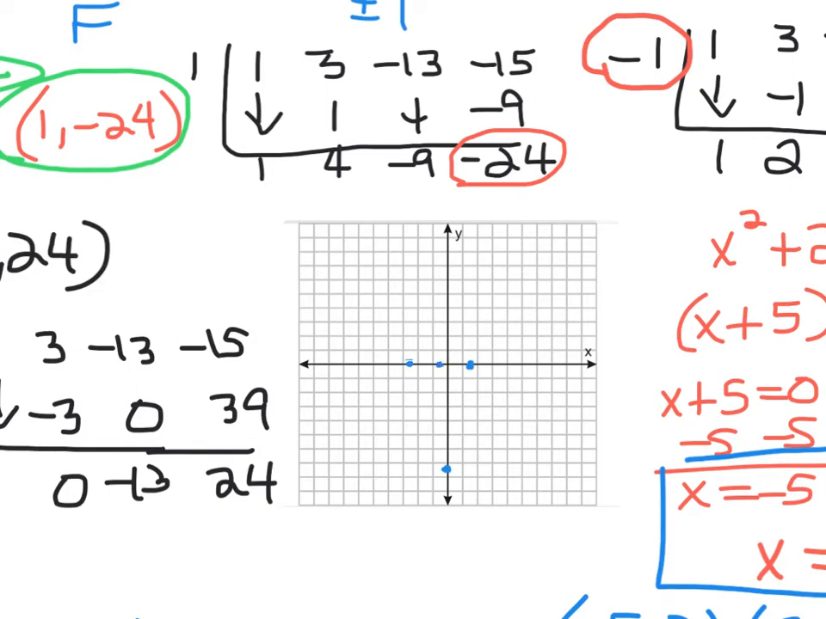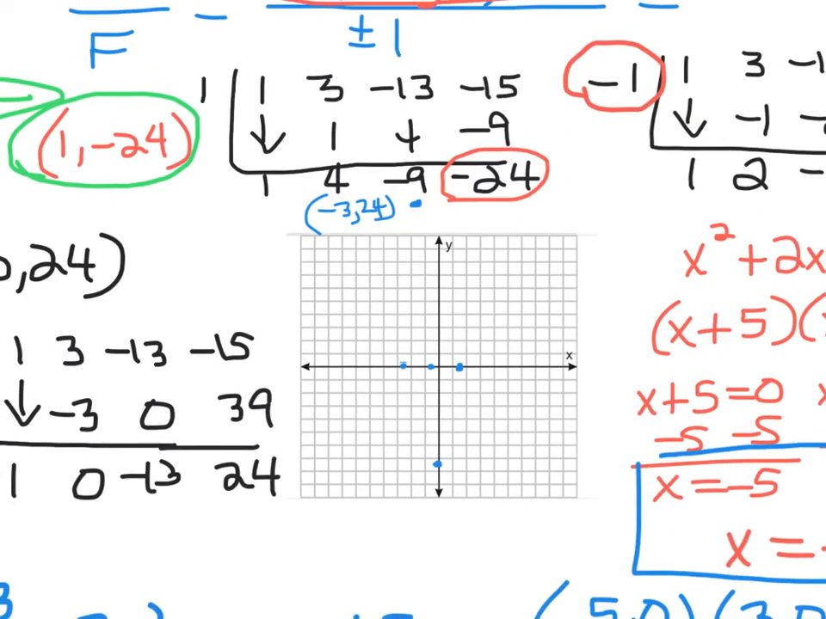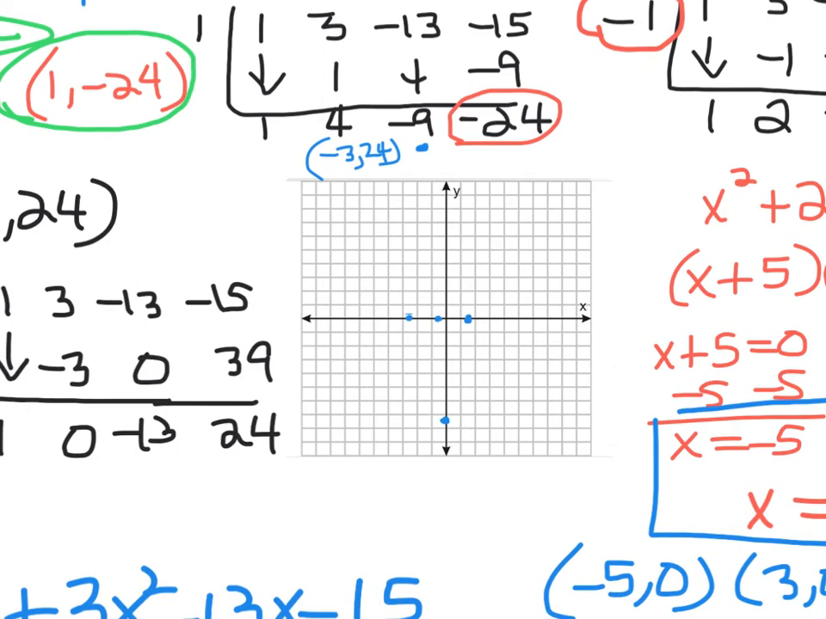So I'm going to add in the 1 and negative 24. My negative 3 and 24 is going to be way up here. So negative 3, positive 24. And then I also have 1 and negative 24, down here. So this could be my 1, negative 24. So now I can connect.